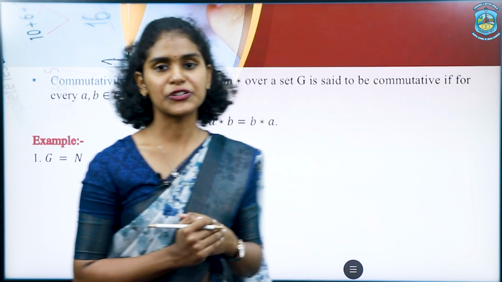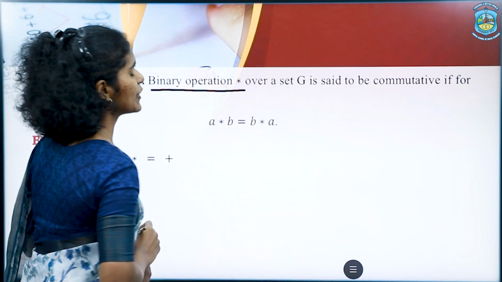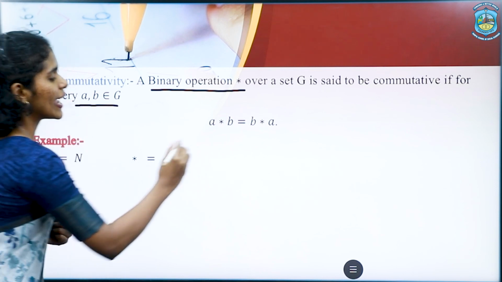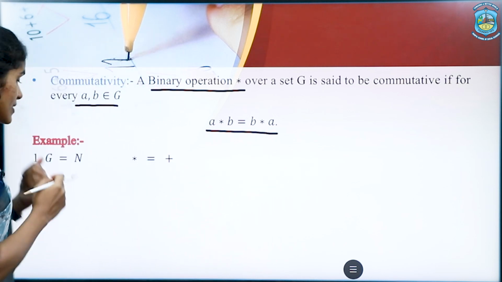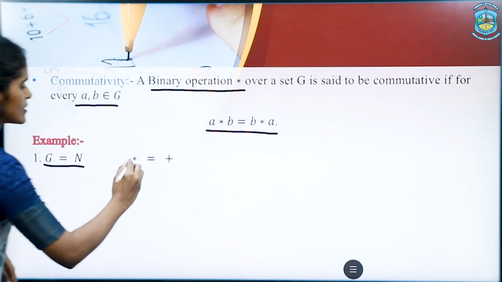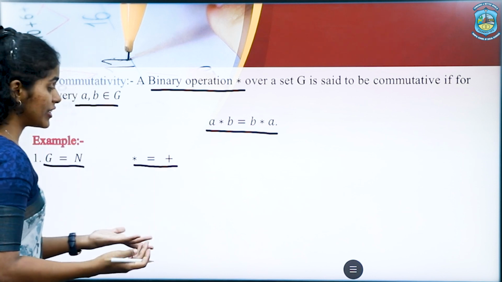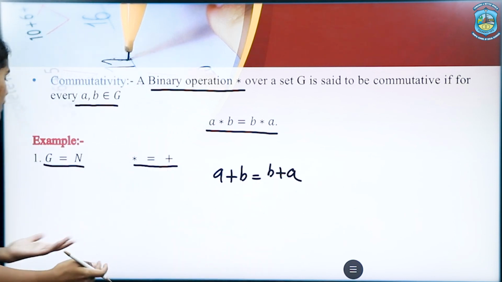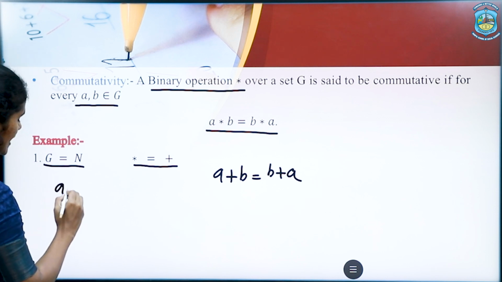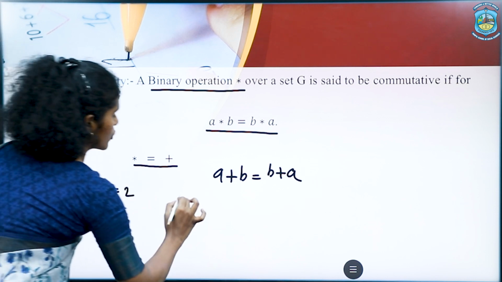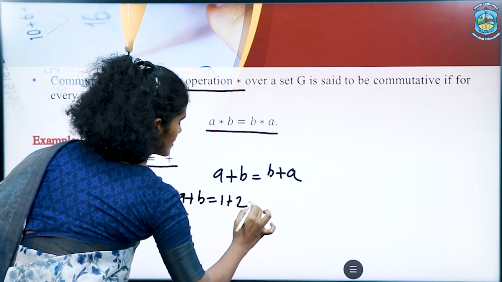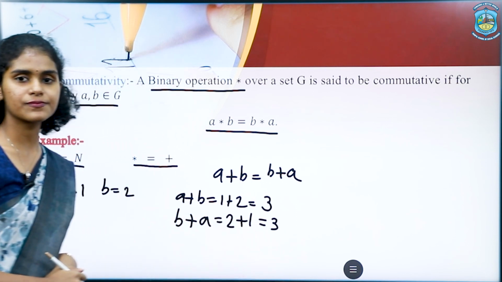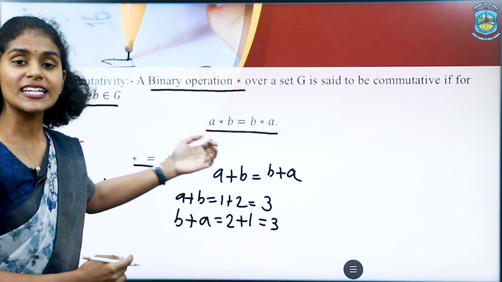The last property is commutativity. A binary operation star over the set G is said to be commutative if for every A, B belongs to set G, A star B is equal to B star A. Let us see an example. We consider the set of natural numbers and the operation given to us is addition. What we are supposed to see is whether A plus B is equal to B plus A. So we consider randomly two natural numbers. Let A equal to 1, B equal to 2. So A plus B equal to 1 plus 2, which is equal to 3. B plus A equal to 2 plus 1, which is also equal to 3. So we say that the commutativity property is satisfied here.